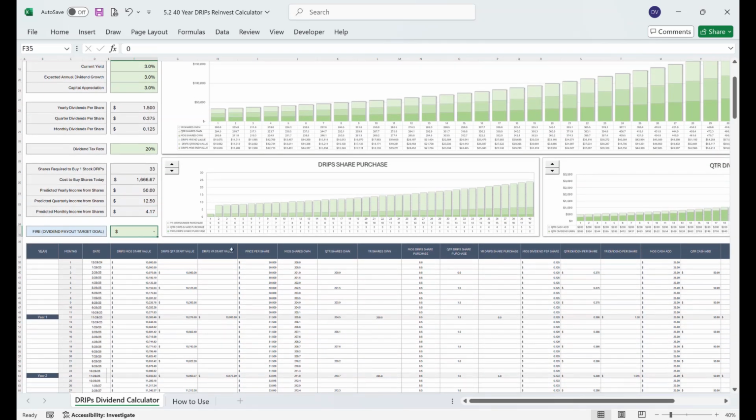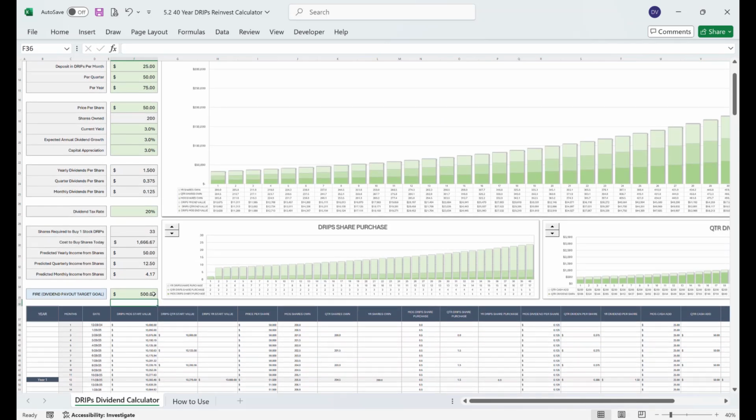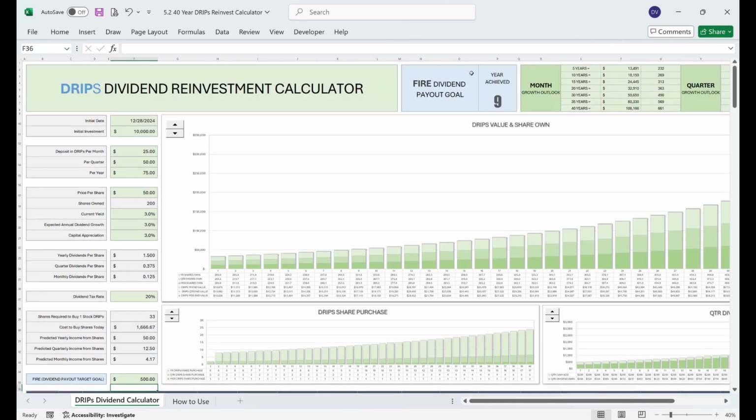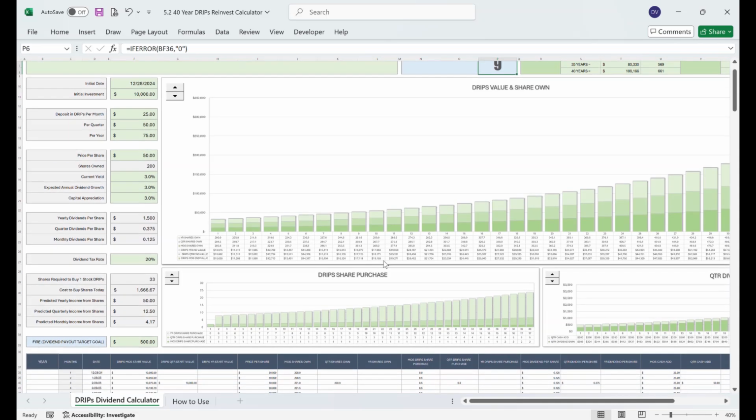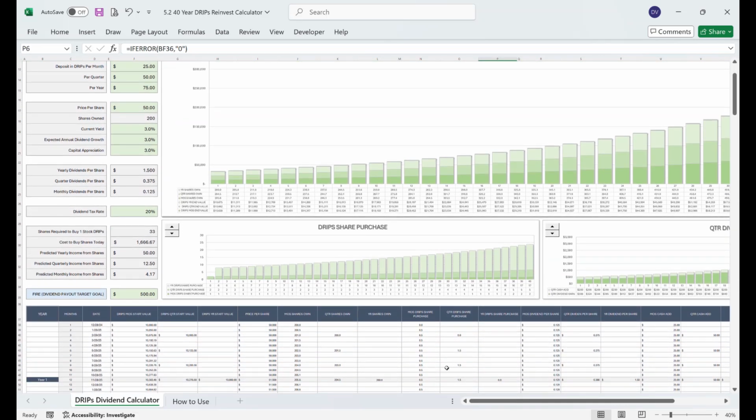And now, FIRE. Once you put in your FIRE, it's a little bit more difficult. Let's say you want to hit $500 yearly dividend income, and the year you're going to achieve it is year 9. So you look at year 9 down here, and you can see from my cursor, you hit $500 in the drip dividend year. So that's how you calculate that.